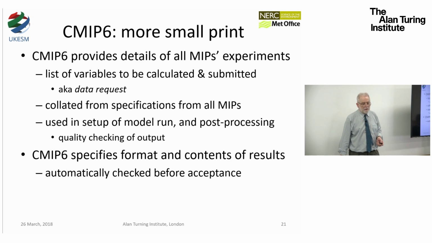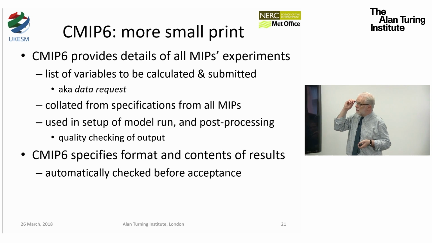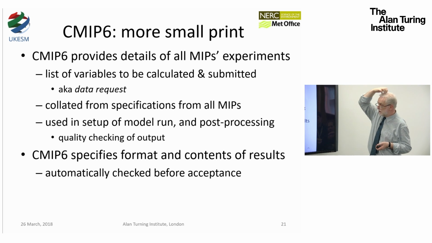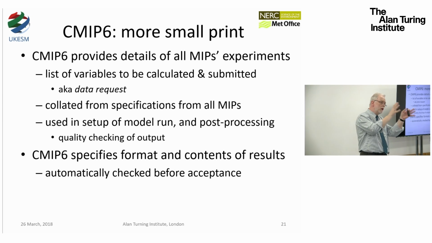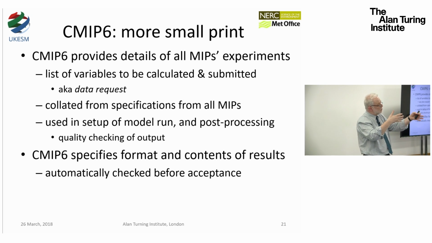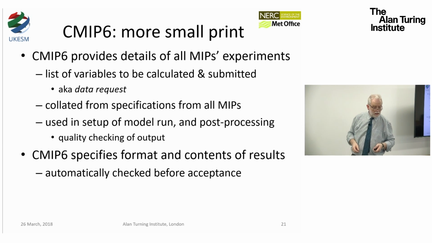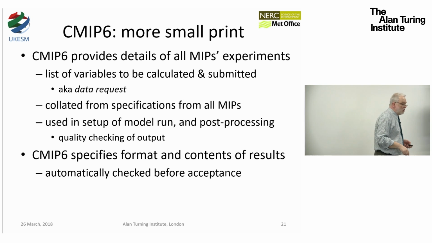So all of the details of the experiments are laid out, including the list of the variables to be calculated during the course of the runs and submitted. This is known as a data request. It's collated from the specifications from all the MIPs, or each MIP has decided, well, we'd like to do some experiments in aerosol chemistry. We'd like the model to be producing these variables and these frequencies on these grids, and we'd like those to be specified in this way. That information gets put into the data request, and it's used when you're doing the model run to set it up and to do the post-processing. It also specifies the format and the content of the results.